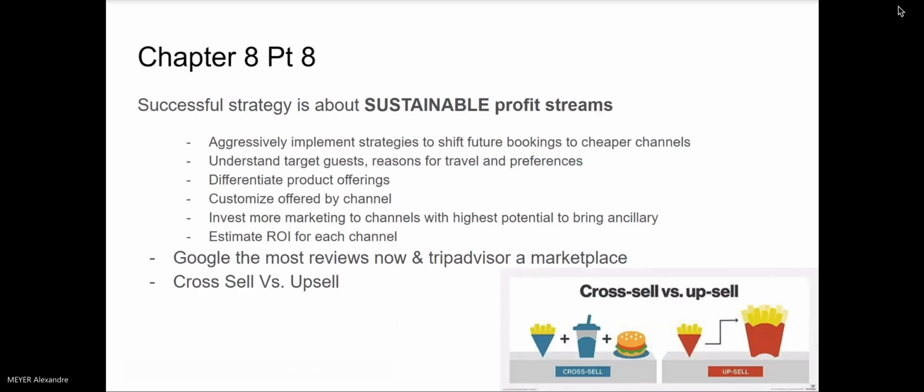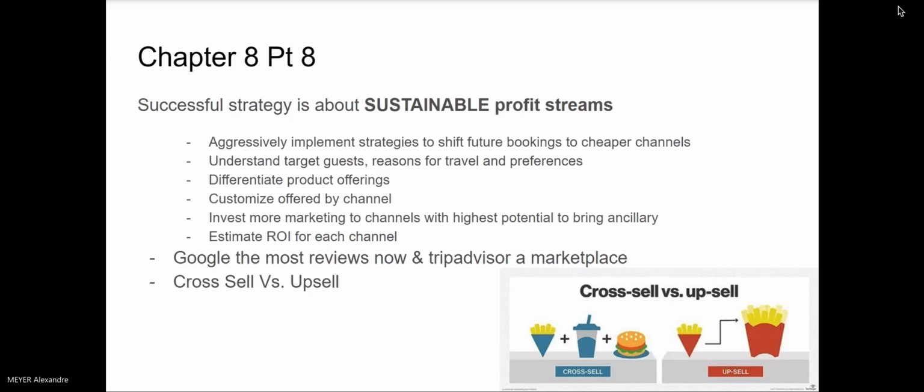So essentially, a successful strategy is all about sustainable profit streams, rather than short-term revenue. You don't want to generate a lot of revenue in the short run. You want to have good streams of profit for the long run. In order to do this, you can aggressively implement strategies designed to shift future bookings to cheaper channels, right? It's more profitable if people use cheaper channels than more expensive ones. You understand the target guests, why they travel, what their preferences are to better attract them. You differentiate product offerings, because if you have differentiation, it attracts people even more. They have more options.